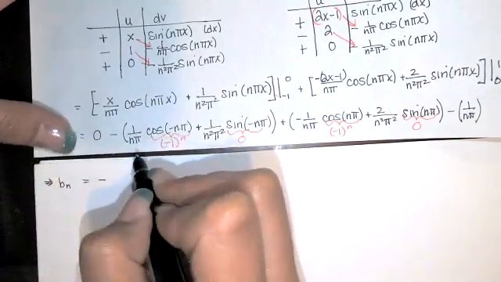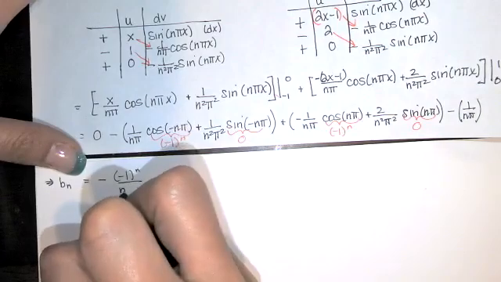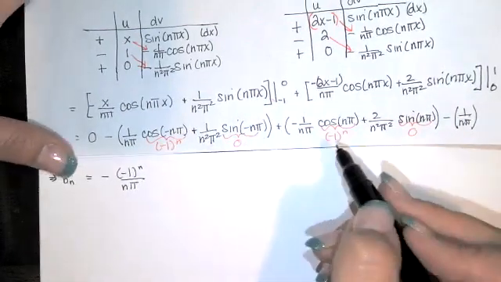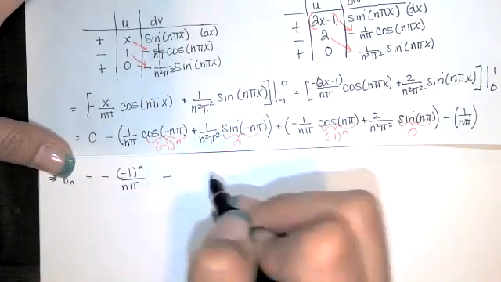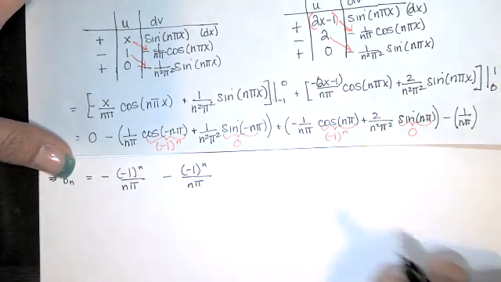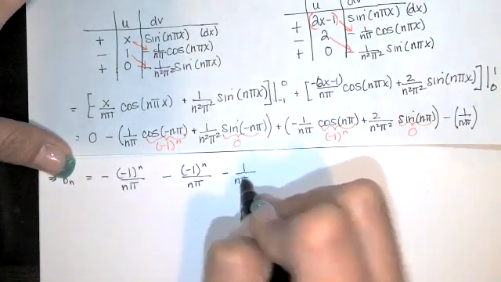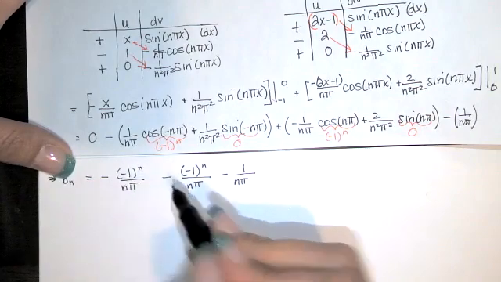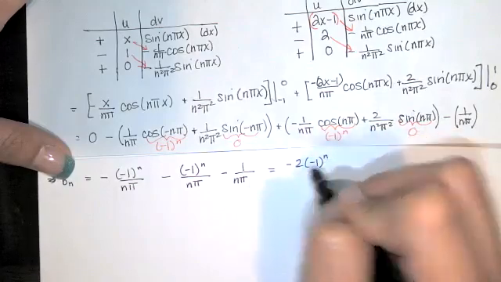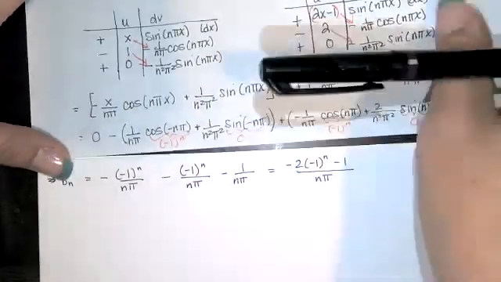I have negative 1 times this. So there's a negative 1 to the n over n pi. And then that's just 0, so that's gone. Over here, I have a negative 1 to the n over n pi. And that's 0. And then we're subtracting 1 over n pi. So I've got a negative 1 of those and another negative 1 of those. So I have negative 2 of those. And I'm subtracting 1, and we're dividing all of that by n pi.